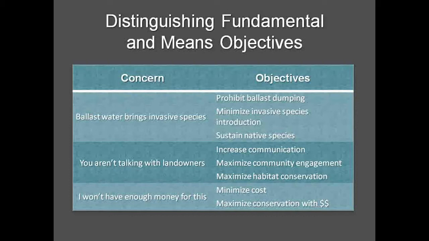So think about this a second. You can pause the video if you want to discuss it with your neighbor. Are any of them means objectives? Are any of them fundamental objectives? Are they all fundamental objectives? Or are they all means objectives? What's going on here? Give that some time.